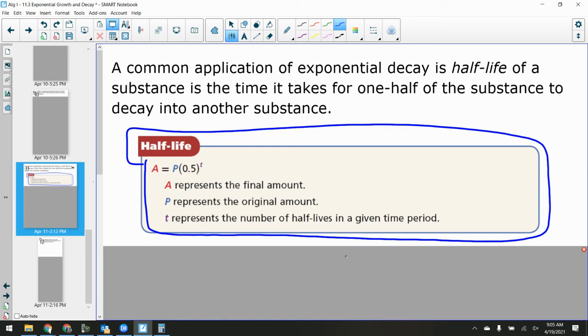You don't just write the time, right? I don't just say, okay, in 20 years, 20 is my t-value. No. It all depends on how many half-life cycles it undergoes. Okay. Anybody still need that on the board?